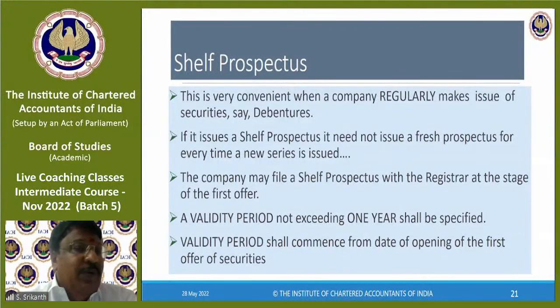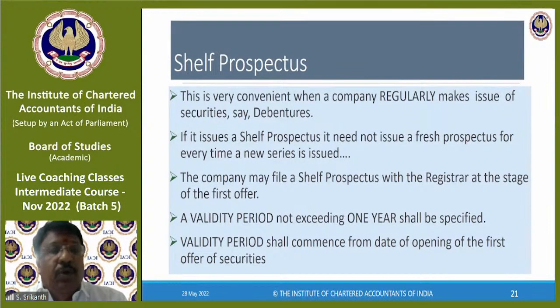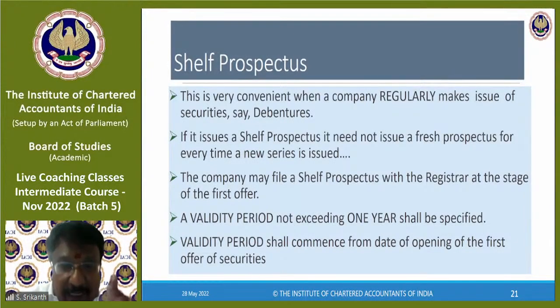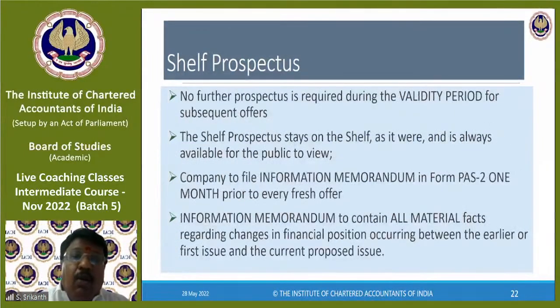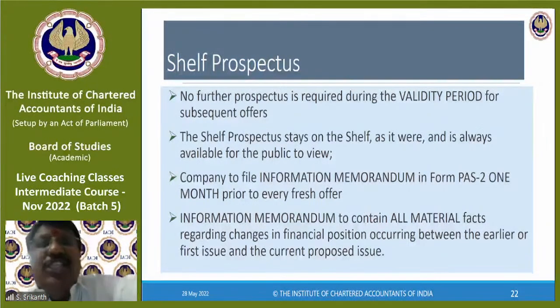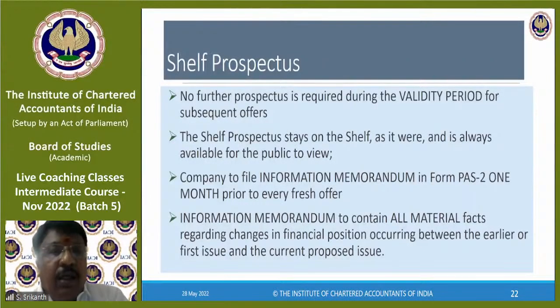So when they issue the shelf prospectus, they will say the first series will be issued from 5th June. The date of opening of the first offer is 5th June. Closing, they might give another 15 days later, whatever it is. The point here is from that day, 5th June, we have to count 1 year. That is the validity of the shelf prospectus. During that validity period of 1 year from 5th June, you can make any number of series of debentures of the same class, right? No further prospectus is required during the validity period. The shelf prospectus stays on the shelf, as it were, and is always available for the public to view.